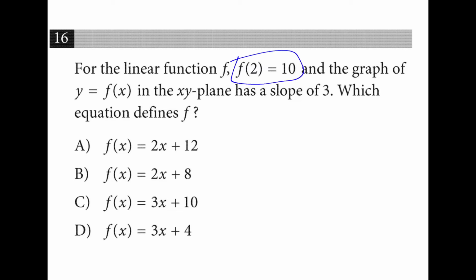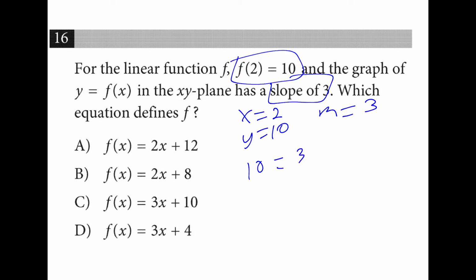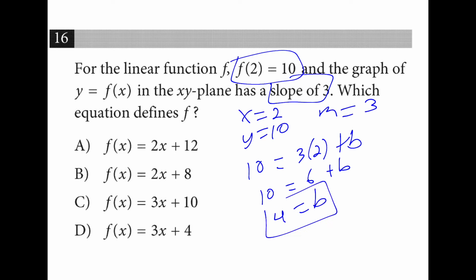If f of 2 is equal to 10, that's saying x is equal to 2, y is equal to 10. And here we know that m is equal to 3, so I can figure out my intercept from here. 10 is equal to 3 times 2 plus b. So 10 is equal to 6 plus b, or 4 is equal to b. This is the answer.